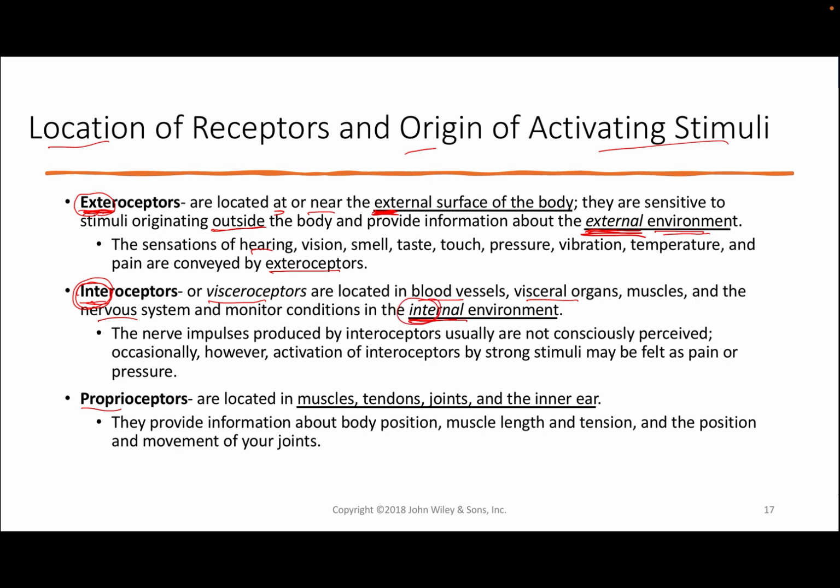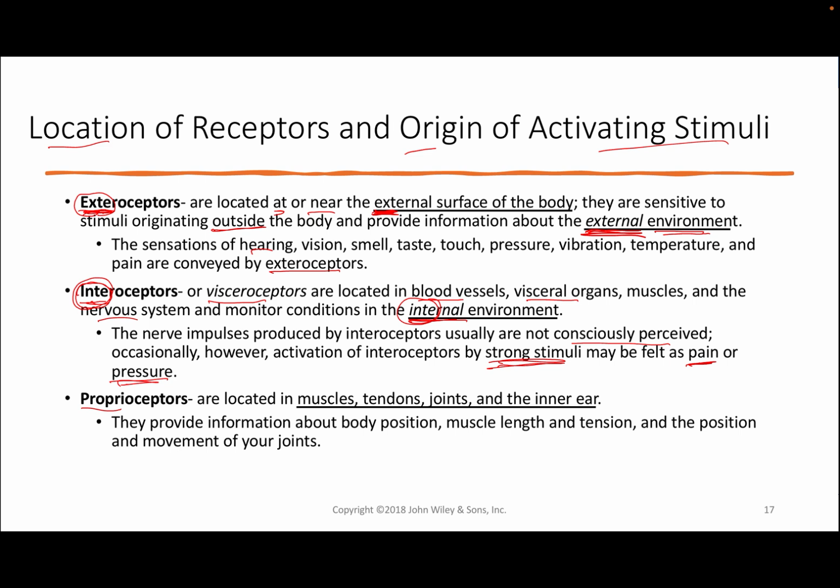Nerve impulses that are produced by interoreceptors are typically not going to be consciously perceived. That being said, a very strong stimulus could potentially trigger a feeling of pain or pressure. Think of a heart attack. You're not typically super aware of your heart or your blood pressure or your heart beating. But when you have a heart attack, that registers as pain or pressure in the chest, and that's because of that very strong stimulus.